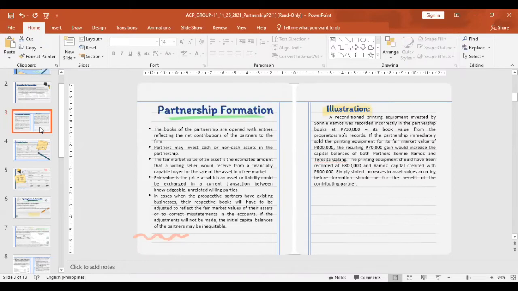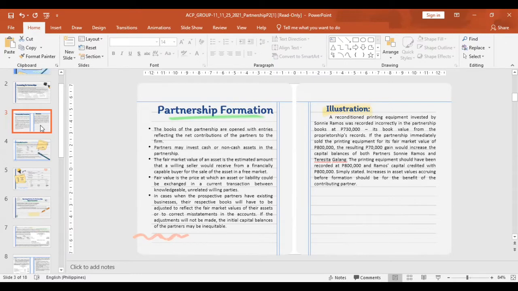So, yung value ng mga asset na kinontribute mo, for example yung machine, hindi siya naka-base dun sa book value ng machine mo, kundi dun sa market value, parang fair value ng machine mo. So, for example, ikaw yung sasali sa isang partnership, then meron kang machine na may book value na 800,000, pero yung market value niya is 1 million. If i-record mo yun sa partnership account niyo, 1 million yung i-record doon, hindi yung book value mo.